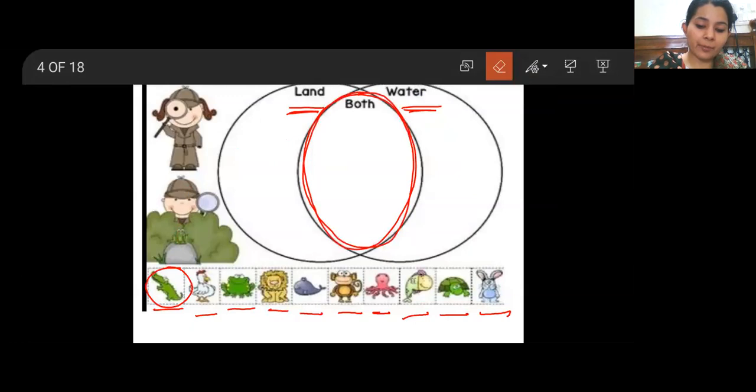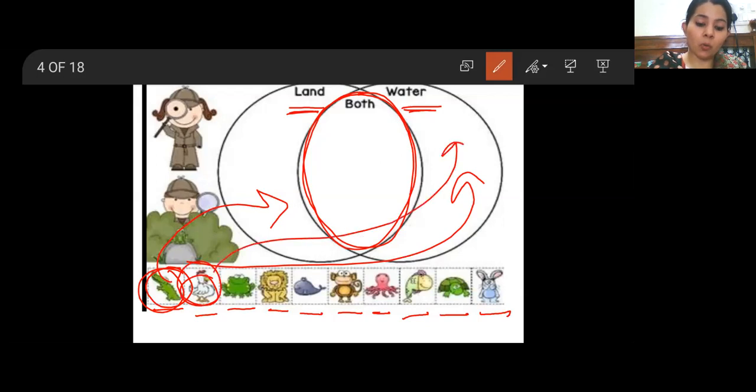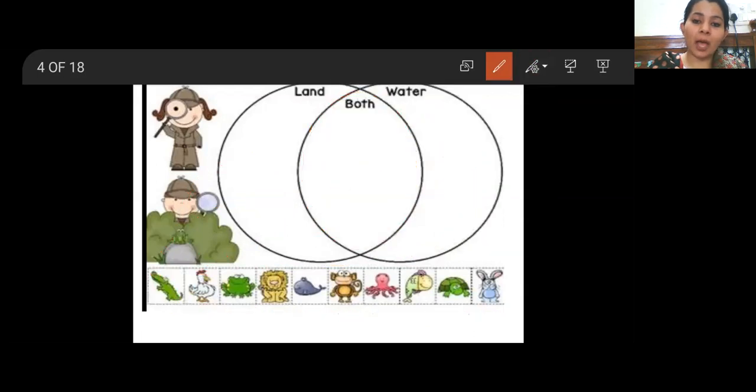So now here I have crocodile. So now you have to see whether crocodile lives only in water or it also uses land. Hen, do you see hen in water or only on land? All right. So accordingly, you have to fill this Venn diagram. So just pause the video, fill it, and I shall share the answer with you all.